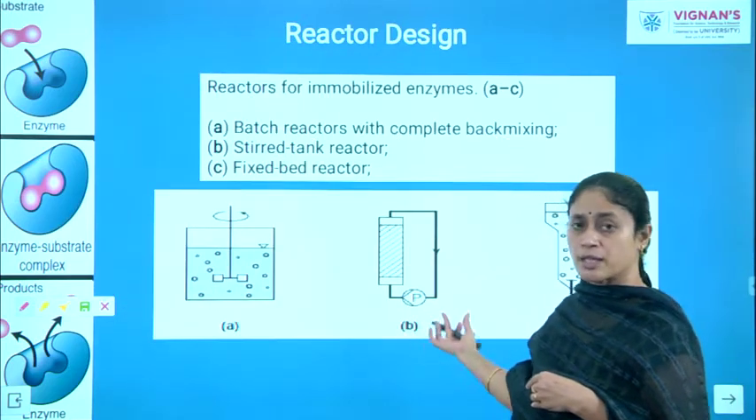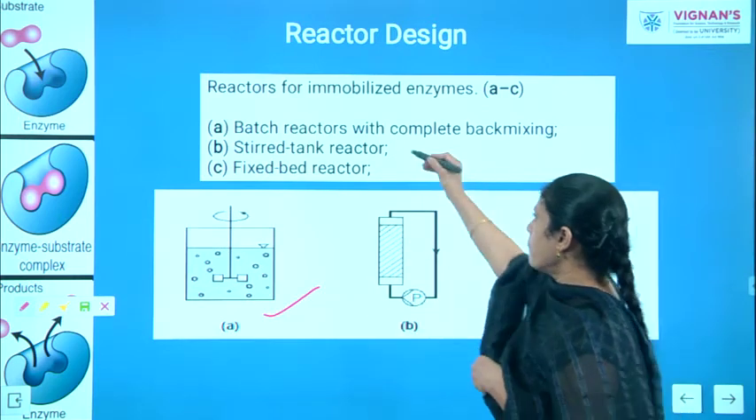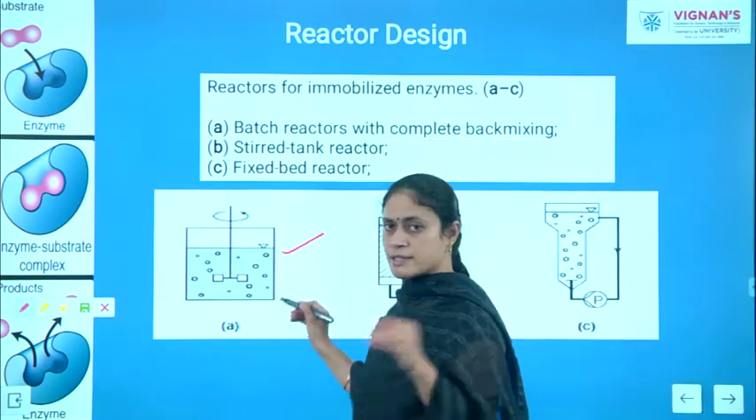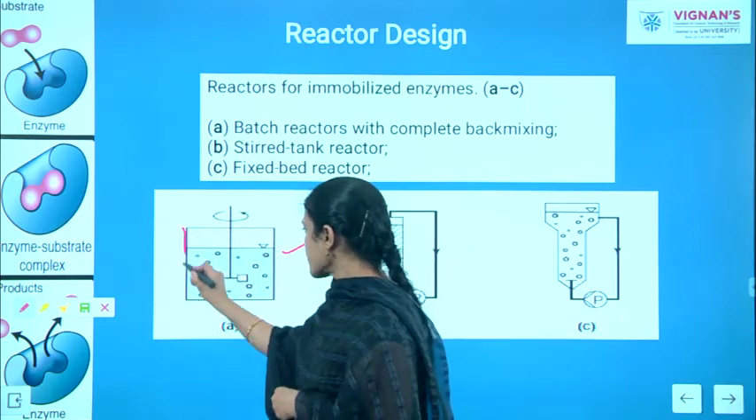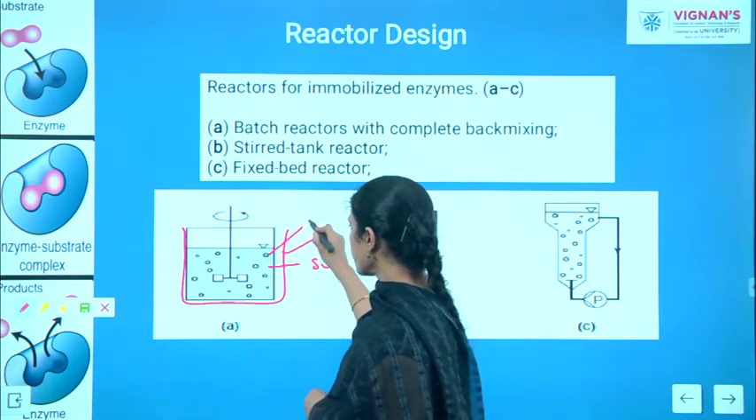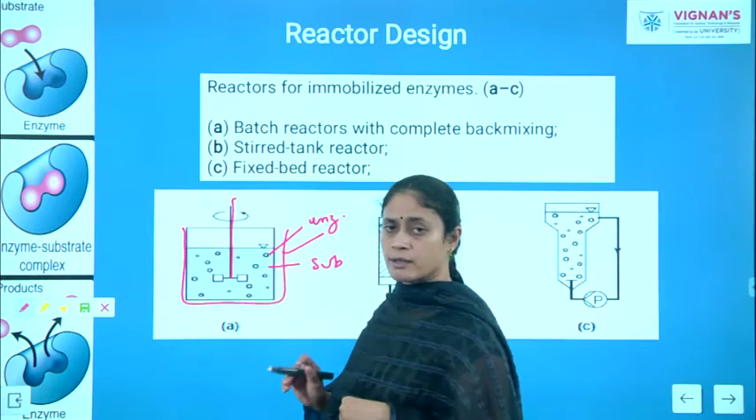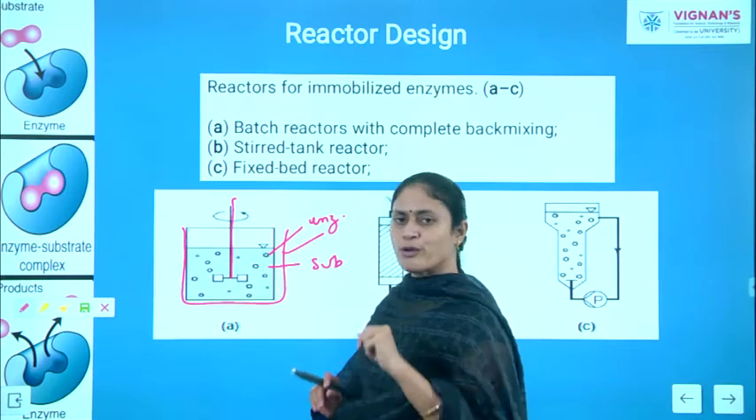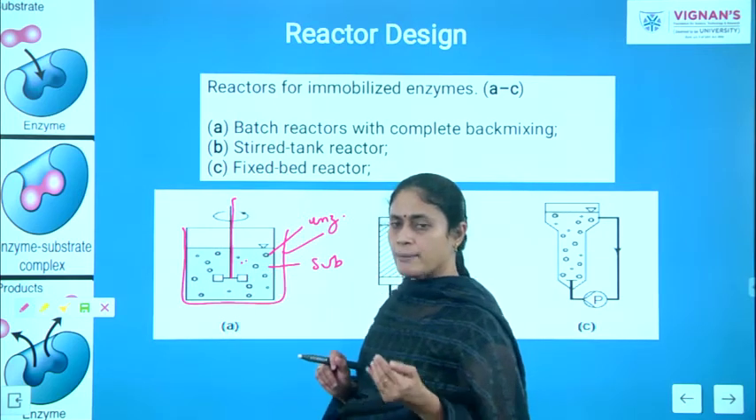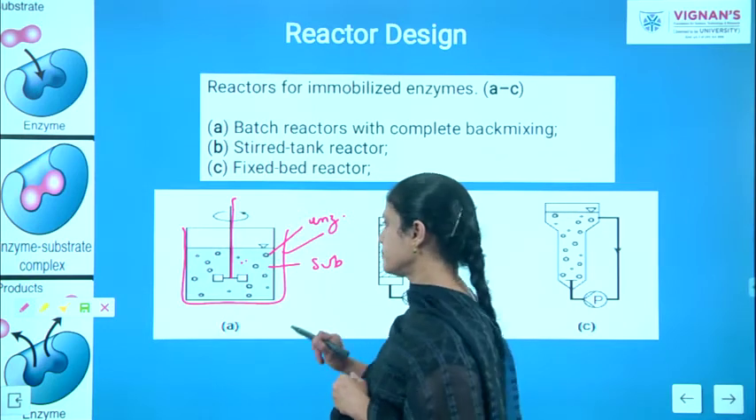Here in this slide you can observe the design of various reactors. The first one is the design of a batch reactor with complete batch mixing. Here in the first figure, the batch reactor is a vessel containing your substrate and your enzyme, and the reactor also contains an impeller which helps in uniform mixing, so that the substrate is continuously in contact with your enzyme, which facilitates easy conversion of your substrate into product.